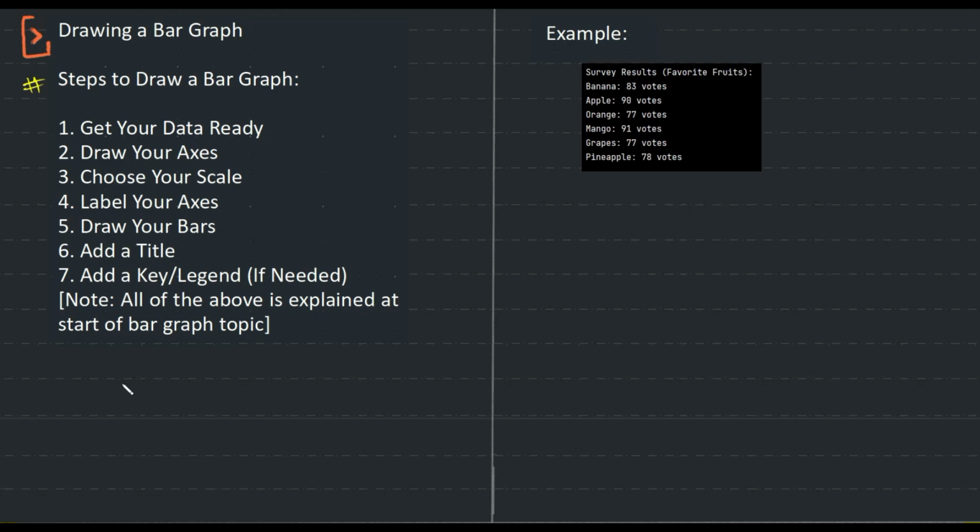Let's look at how to draw a bar graph. First thing is we need to get the data ready. So basically convert the raw data to table form. That's the very first step.